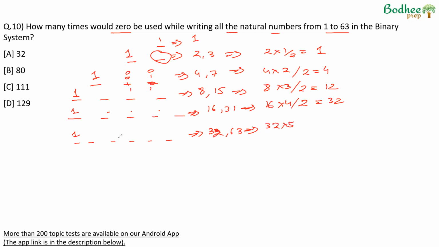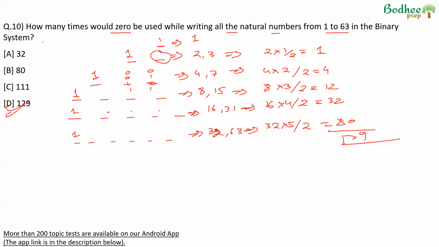There are 5 slots to be filled for each number. Half of them have to be zeros. So 160 upon 2, 80. So if we add them, 80, 32, 112, 12. 112, 114, 124, 128, 129. So the number of ones required is 129.